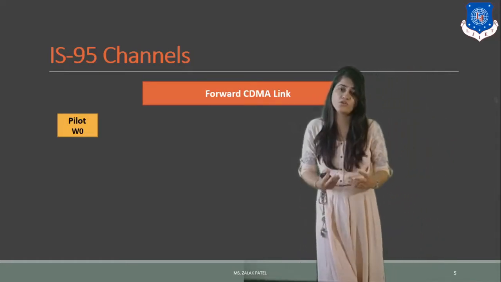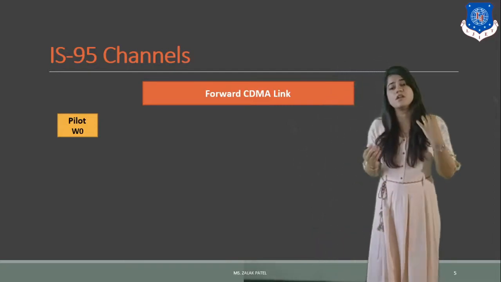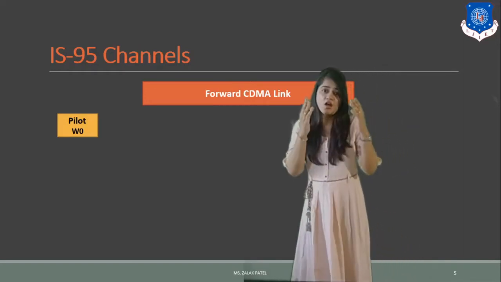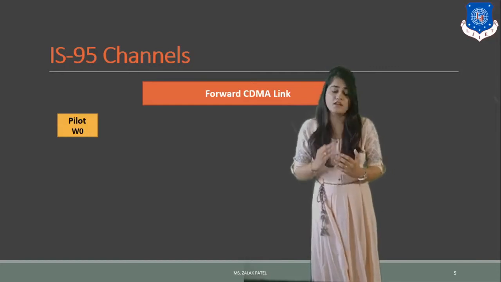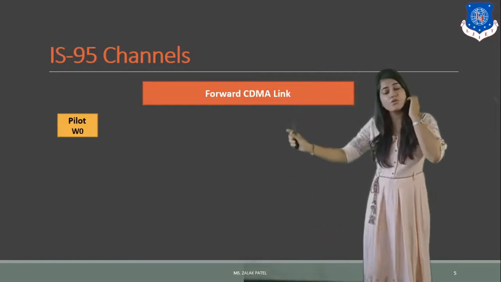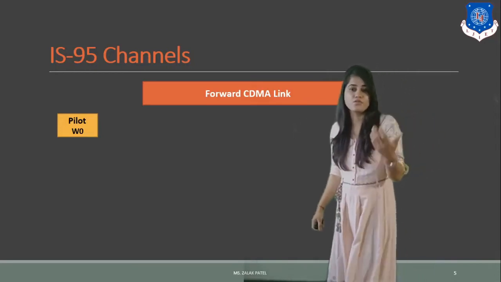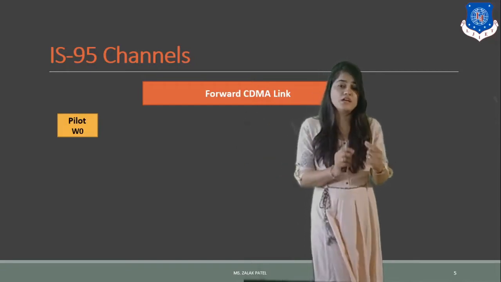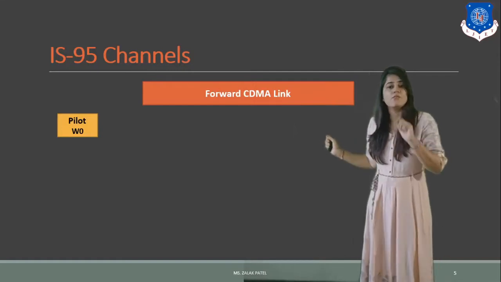Before discussing the Walsh code, let me talk about the PN sequence that can be generated in case of CDMA. A PN sequence is generated if we multiply the narrow bandwidth signal with the large bandwidth signal, and at that time one pseudo-random code is generated that is called the PN sequence. So this type of code is associated with this. Here W0 means code 0 is associated with the pilot channel.